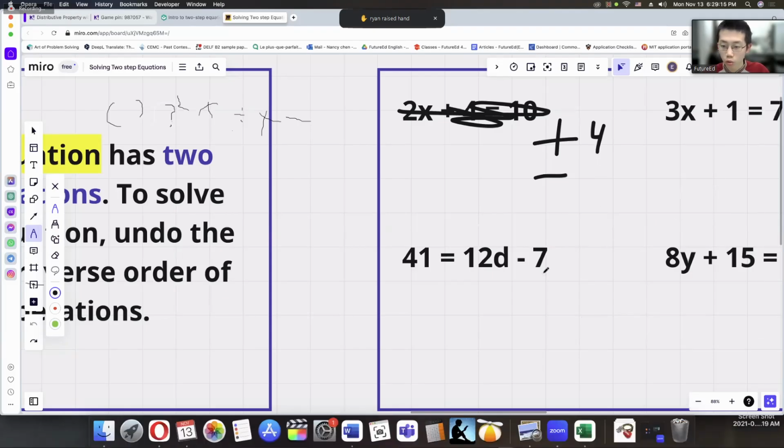Okay, so Ryan, would you like to try this first equation, please? So 2x plus 4 equals 10. What will be our first step?